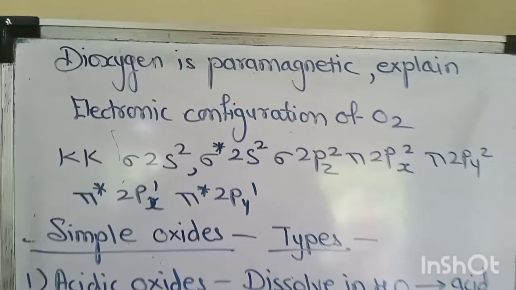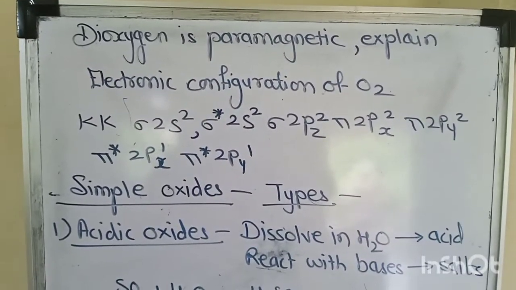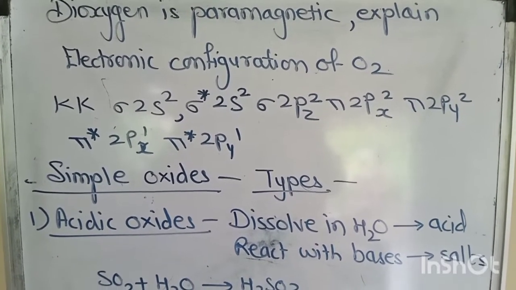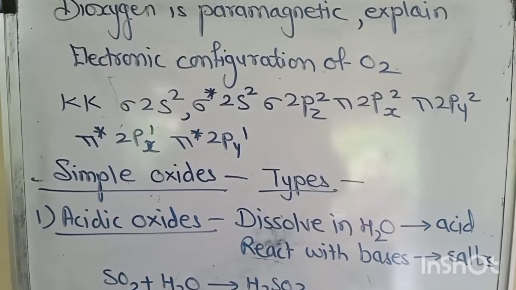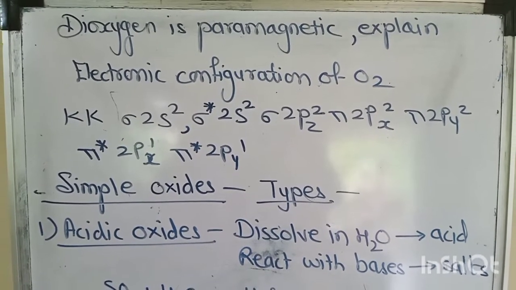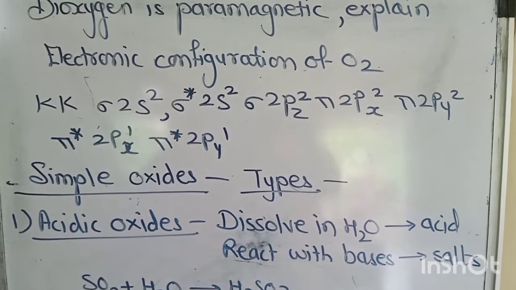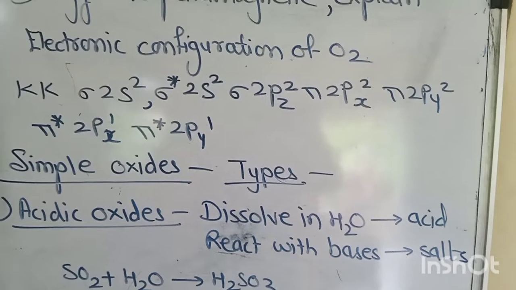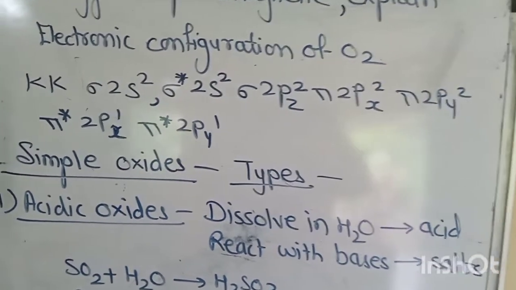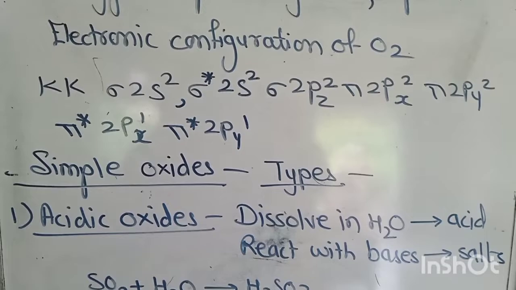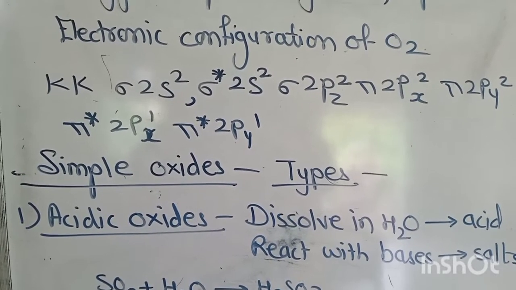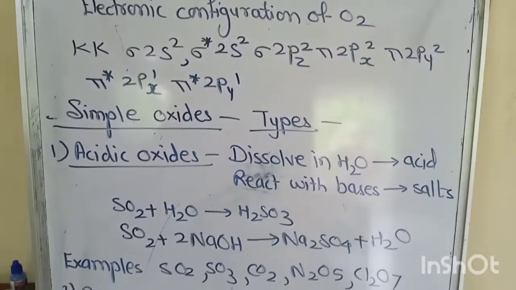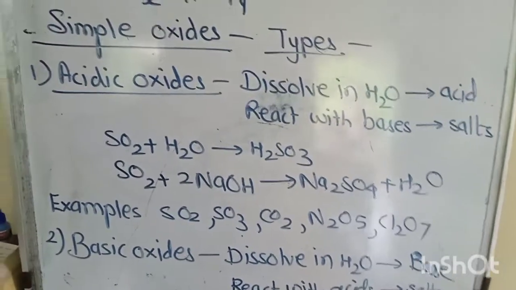They often ask, dioxygen is paramagnetic, explain. It can be explained on the basis of molecular orbital theory. Electronic configuration of oxygen is KK. KK means sigma 1s2, sigma asterisk 1s2, sigma 2s2, sigma asterisk 2s2, sigma 2pz2, pi 2px2, pi 2py2, pi asterisk 2px1 and pi asterisk 2py1. Due to the presence of unpaired electrons in these orbitals, oxygen shows paramagnetic nature.